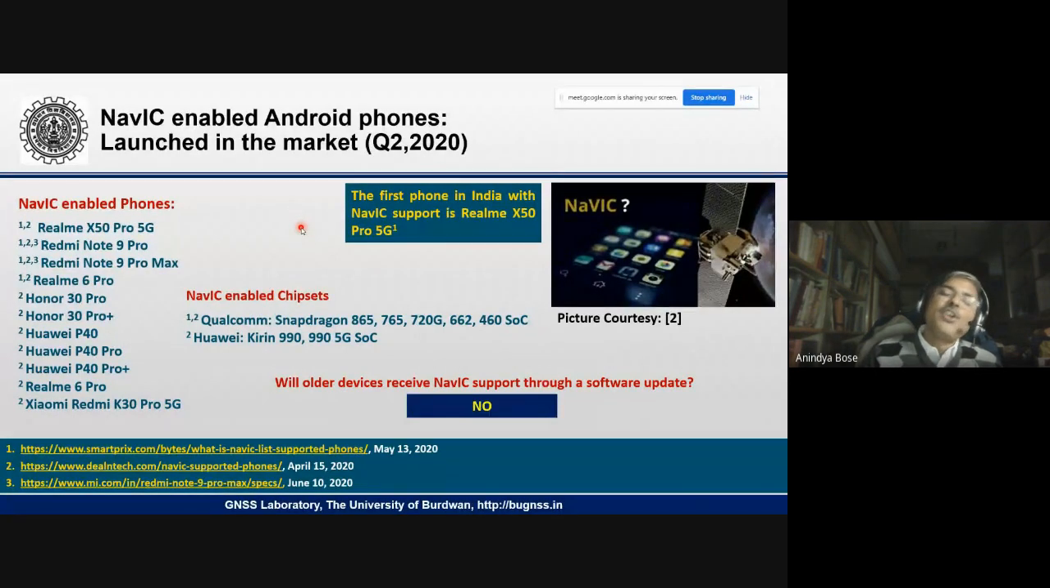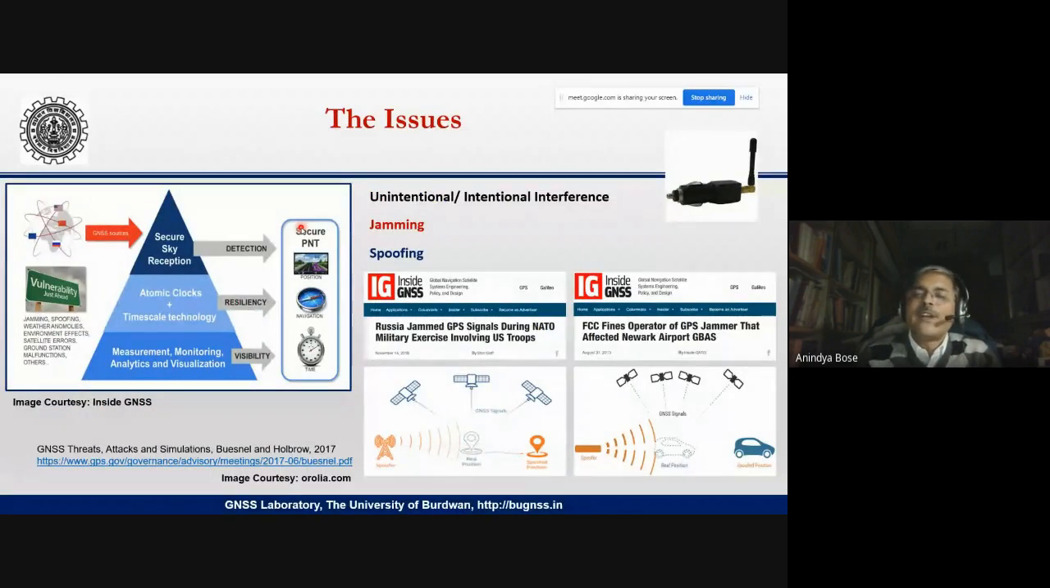And another question I get whenever I present there: will older devices receive NavIC support through a software patch or update? The answer is no. You need a new phone. Now, finally, the issues.